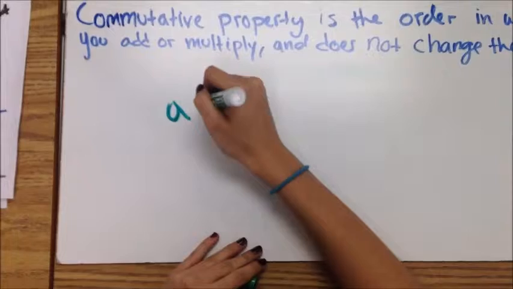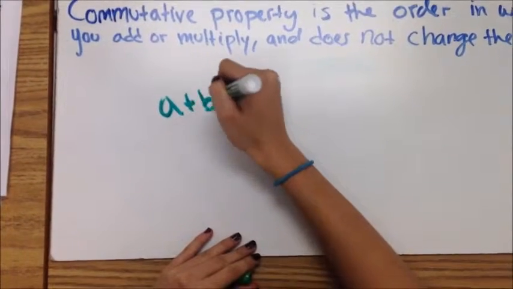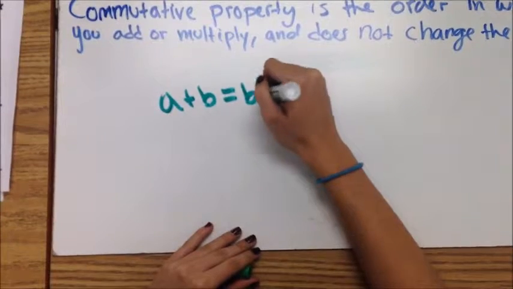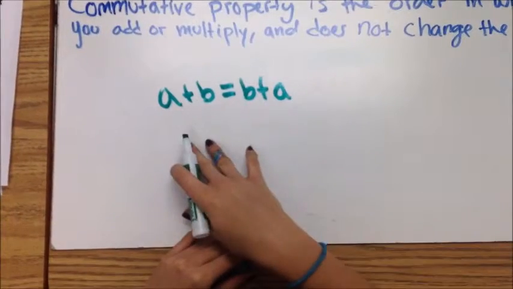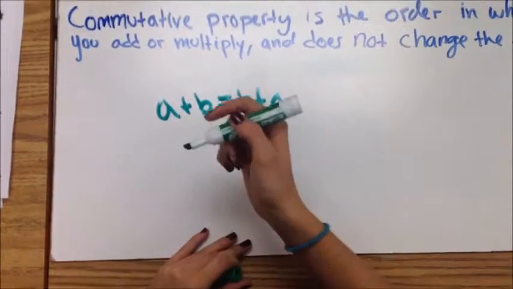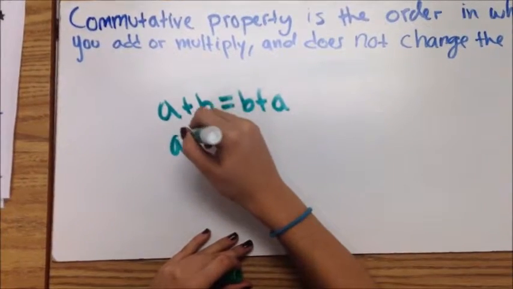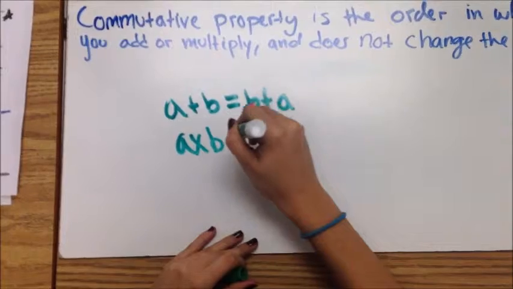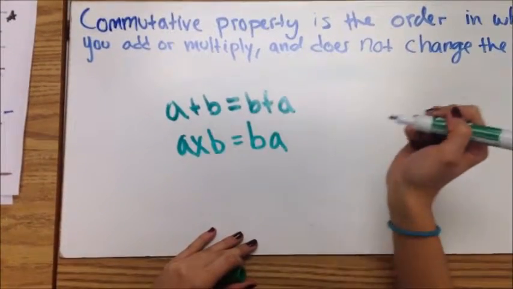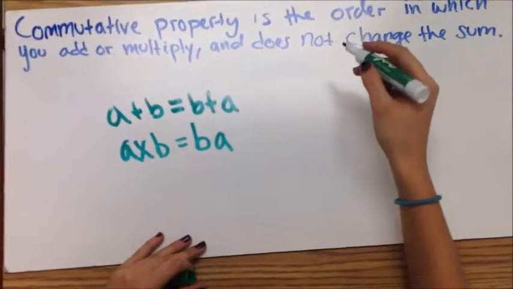So A plus B equals B plus A. So you can see the order has been changed. And same thing for multiplication. And here are some other problems.